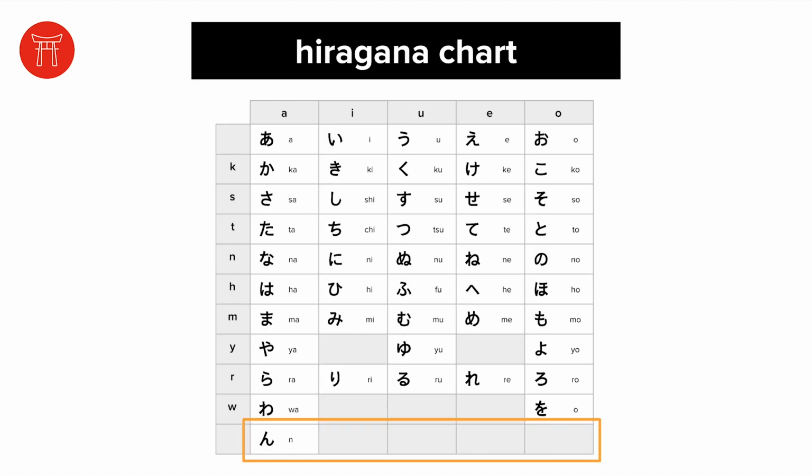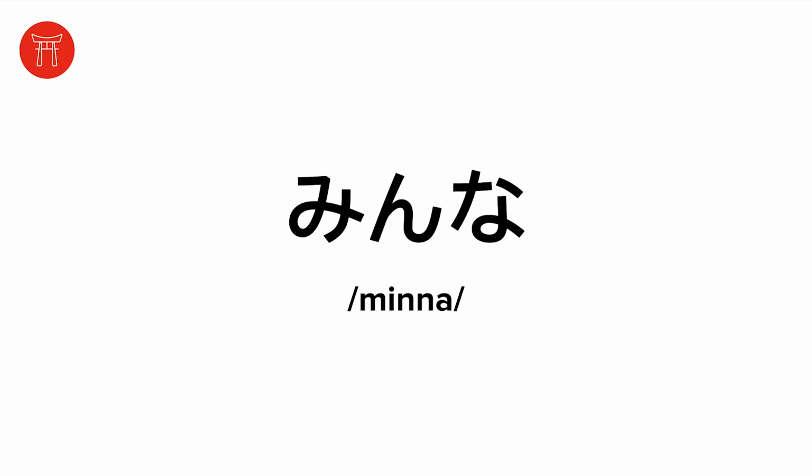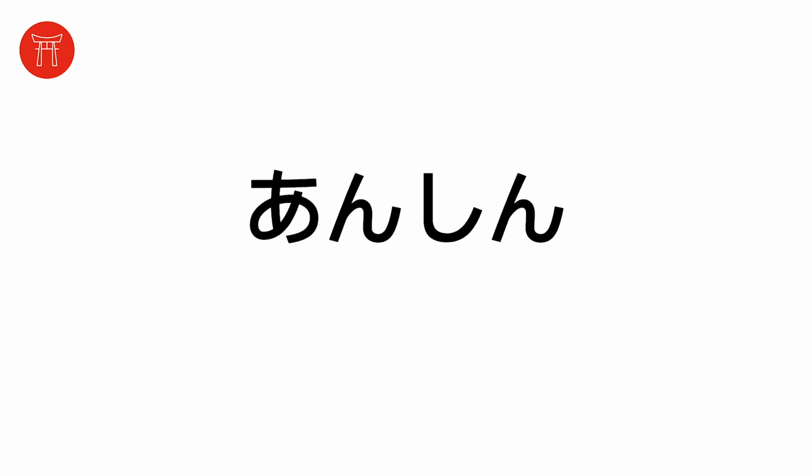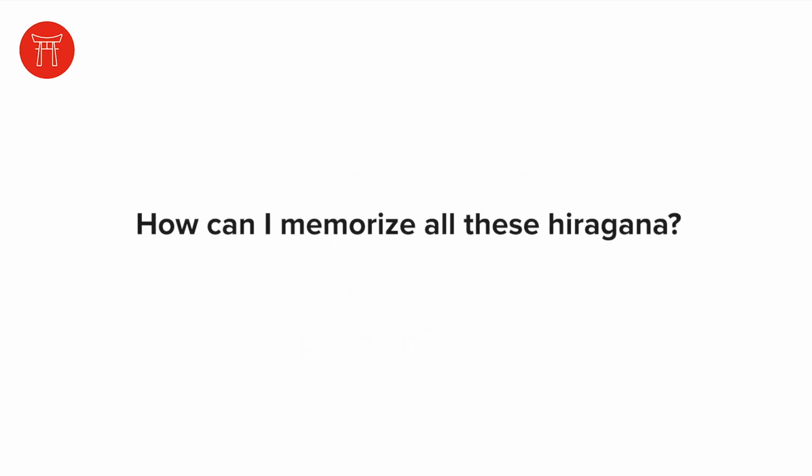And finally, we have n here all by itself because it does not have any vowel attached to it. It's important to remember that though n has no vowel, it still counts as one mora, just like any other sounds found in this hiragana chart. Let's practice. Mi, n, na, minna, everybody. A, n, shi, n, anshin, peace of mind. And that's all we have in our basic hiragana chart.